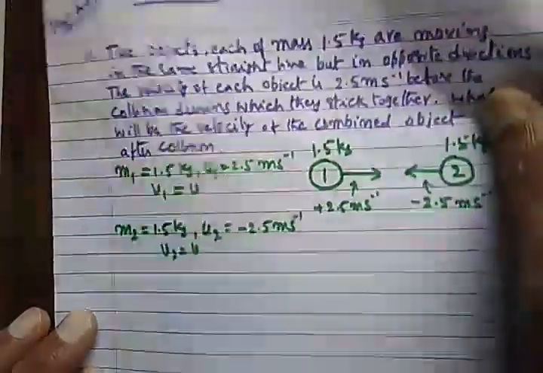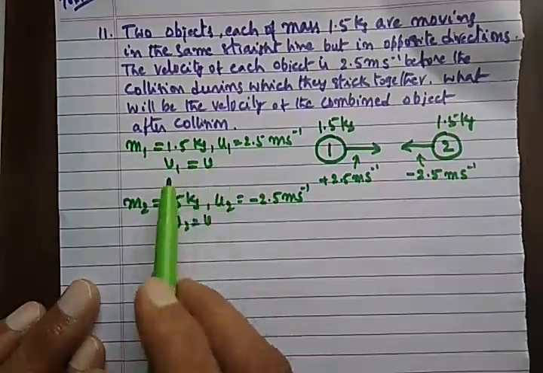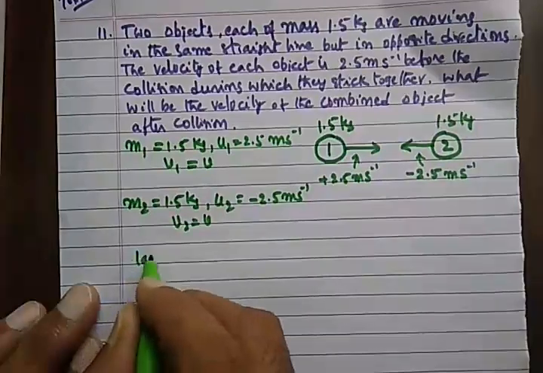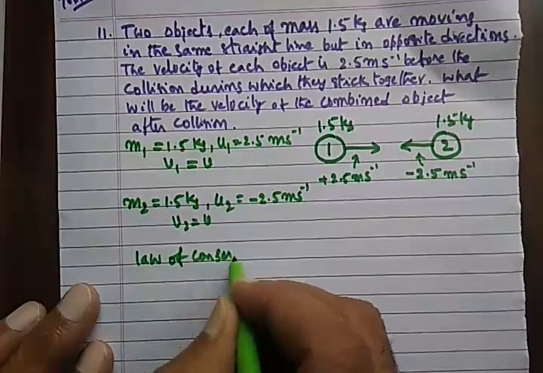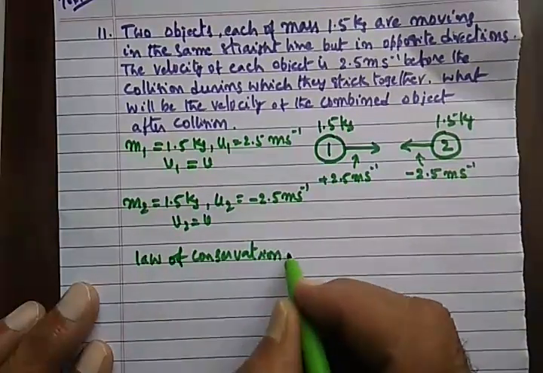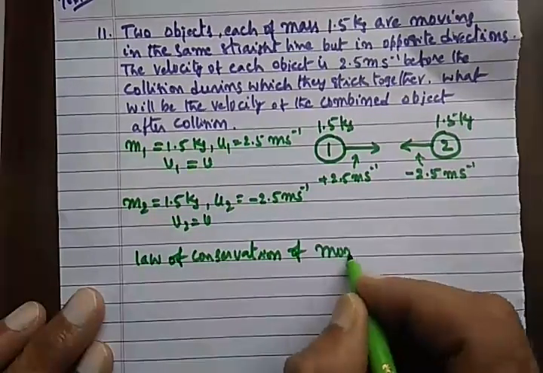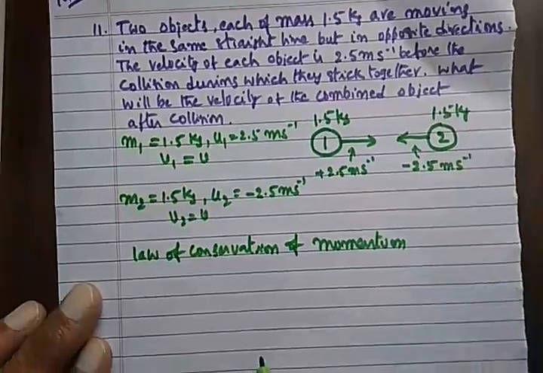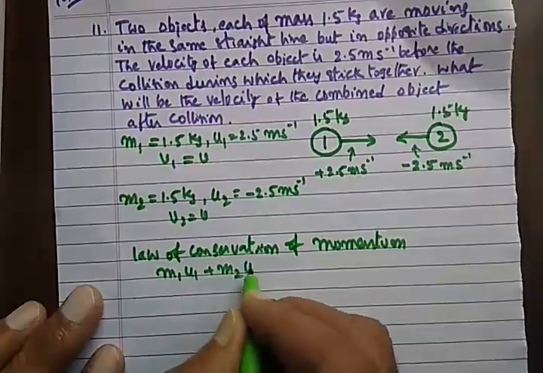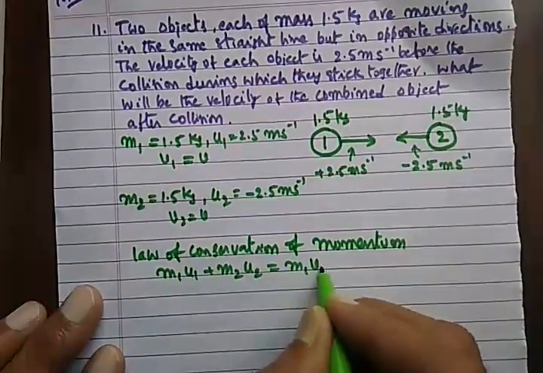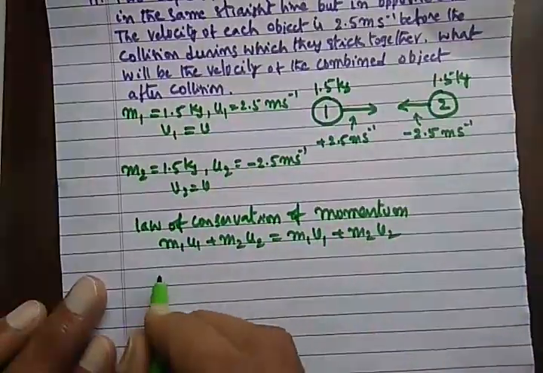So for this we can easily make out that M, U and V values are there. So we have to use the law of conservation of momentum. The formula is M1 U1 plus M2 U2 is equal to M1 V1 plus M2 V2. Now substitute the values.